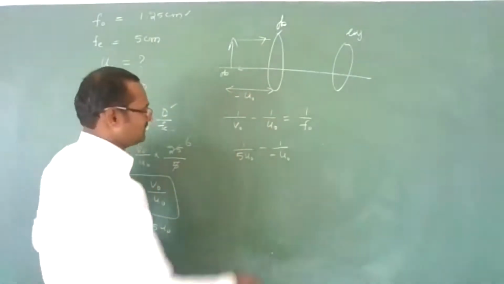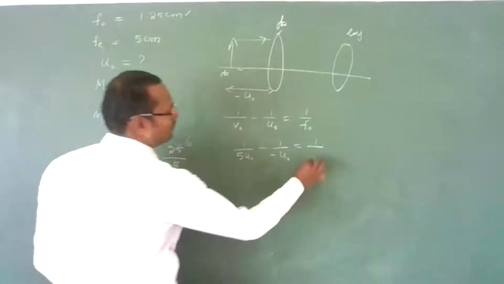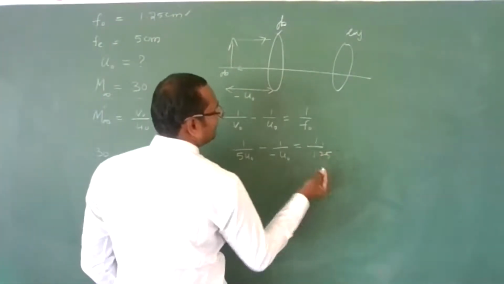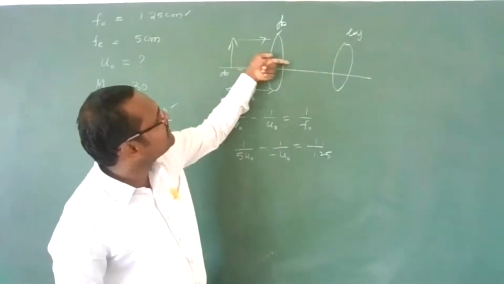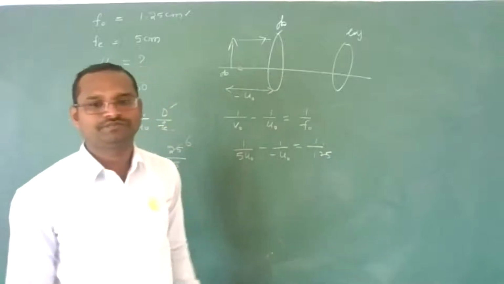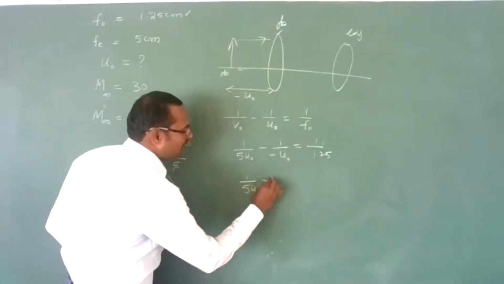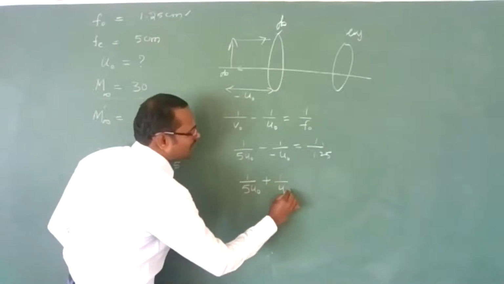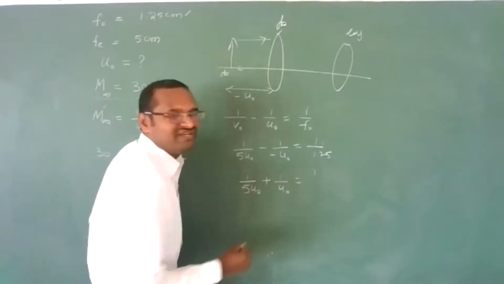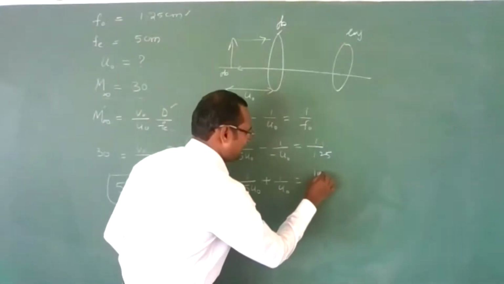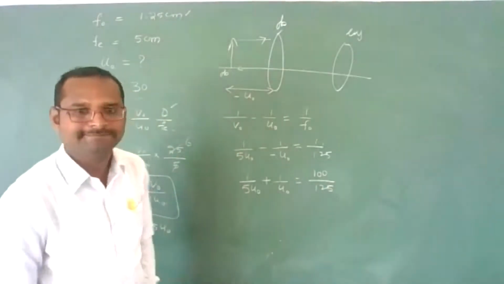Got it? Yes. Is equal to 1 by f, focal length 1.25. Positive or negative? Focal length for this is this side, in the direction of incident rays, we should measure. So positive. Yes. So it will become 1 by 5 U0 minus of minus plus U0 is equal to 1 by 1.25, that is 100 by 125. It will be easy for us to calculate.